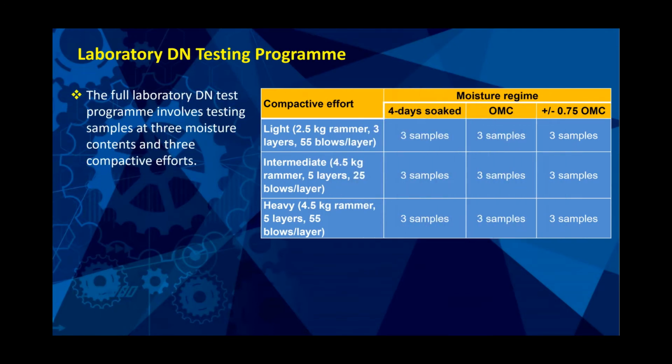The full laboratory DN test program involves testing materials at 3 different moisture contents and 3 compactive efforts, as shown in this matrix. For each combination of compactive effort and moisture condition, a minimum of 3 samples should be tested in order to obtain reliable results.